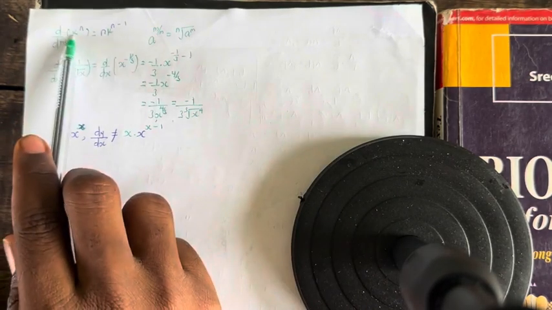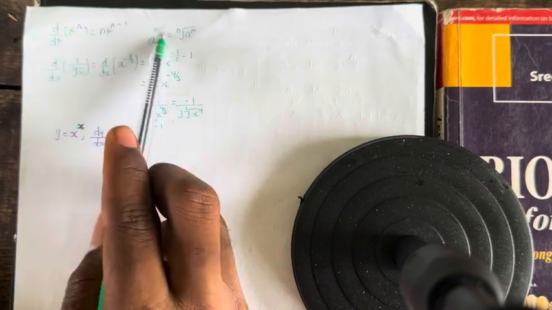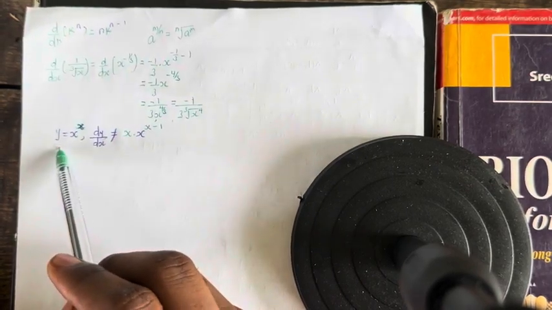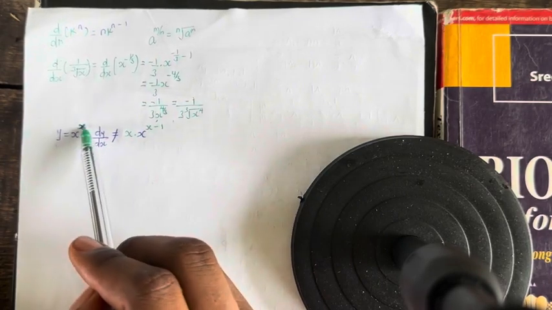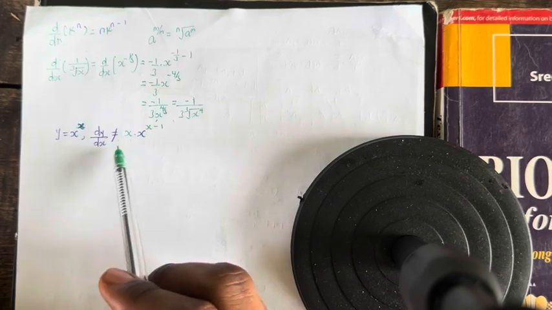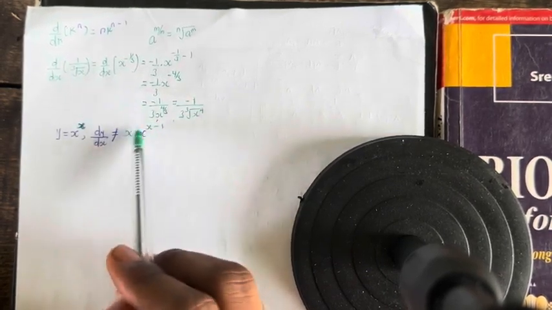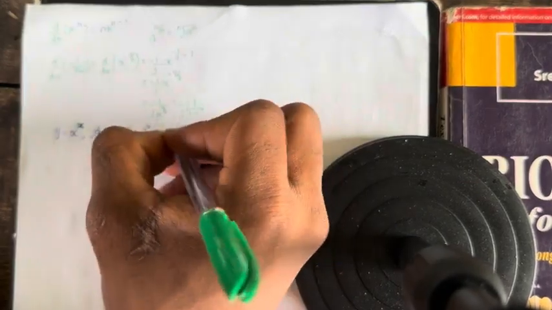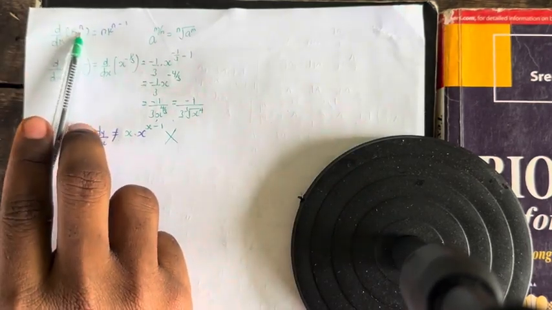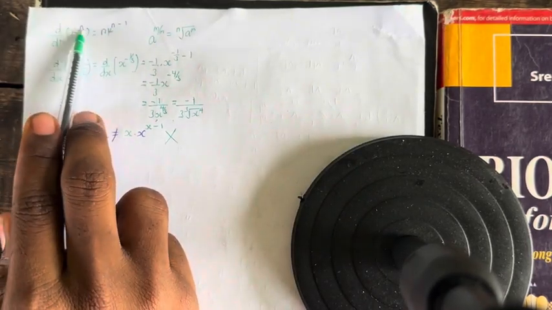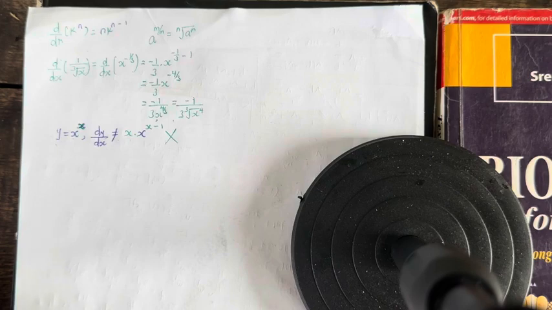According to this formula method, d/dx of x to the n is n times x to the n minus 1. But if y is equal to x to the x, dy/dx is not equal to x multiplied by x to the x minus 1. This is very wrong. I hope you got that. Why? Because this formula is only true as long as n is not a function of our variable of differentiation.